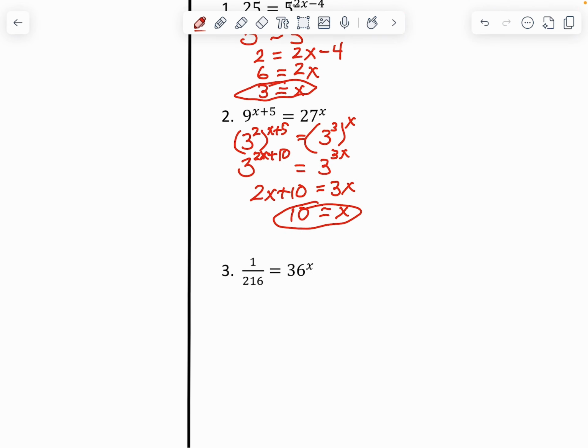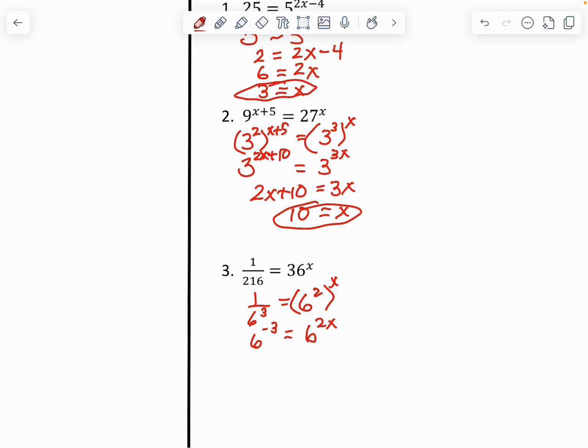All right, this next one, notice we have a fraction, so we have to think about what is the common base that we could get for both sides. Well, I know that 216 is 6 cubed, and 36 is 6 squared. Now I'm going to take that 6 cubed and I'm going to bring it up to the top. And the rule for exponents, remember, is that if you bring a base up from the bottom to the top, you've got to make it a negative exponent.